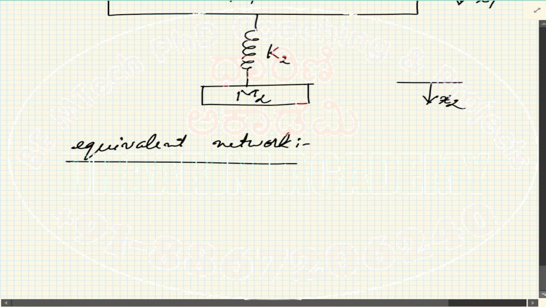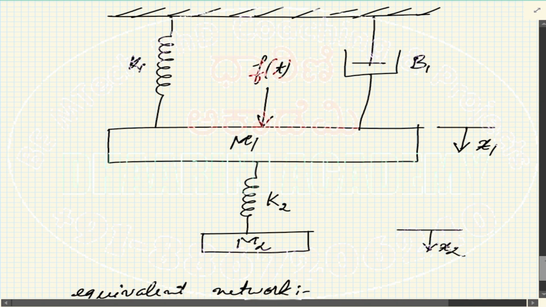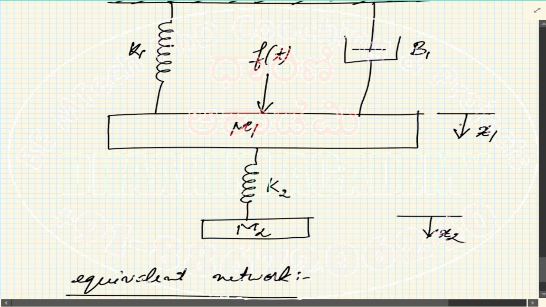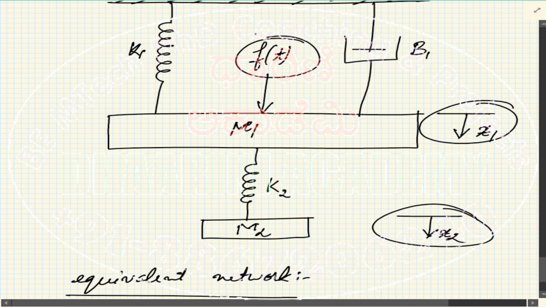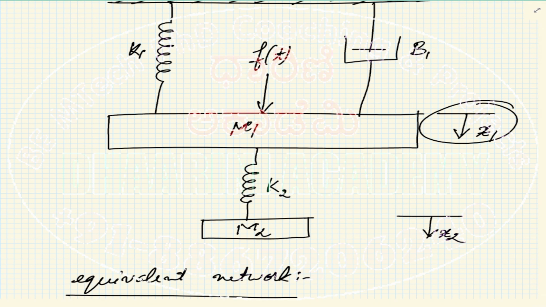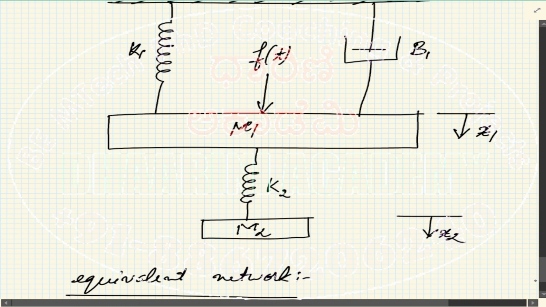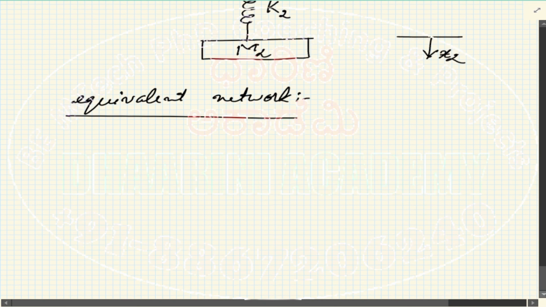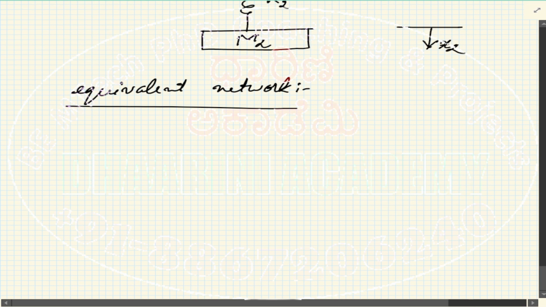Right. So how to write the equivalent network? That's also pretty straightforward. We have to simply follow one rule: mark the responses and the inputs. First, x1 and x2 are the responses. As I told you, you can relate it to the intermediate voltage that is being produced in a circuit.